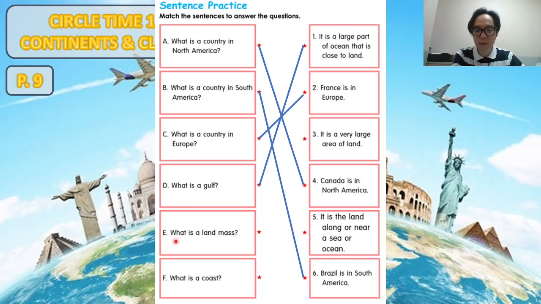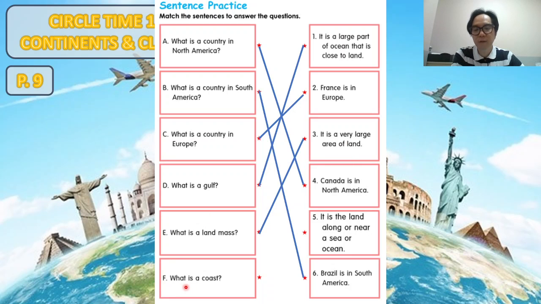Now, letter E says, what is a landmass? And remember our example? Asia is a landmass. Europe is a landmass. Well, it's definitely land. The number 5 says land, but it says land along or near a sea. But is that really all of Asia? Is it really all of Europe? No. Well, what about number 3? It says it is a very large area of land. A landmass like Asia is a large area, that's right.